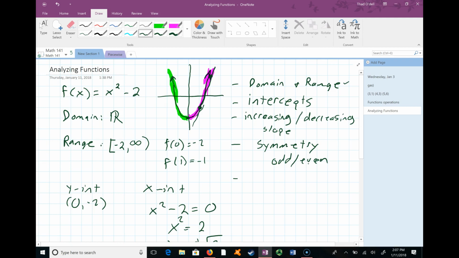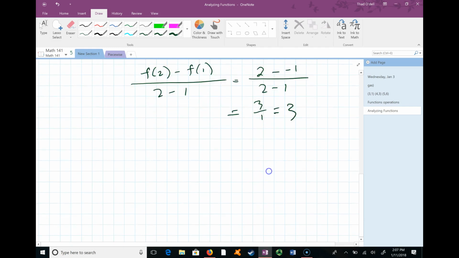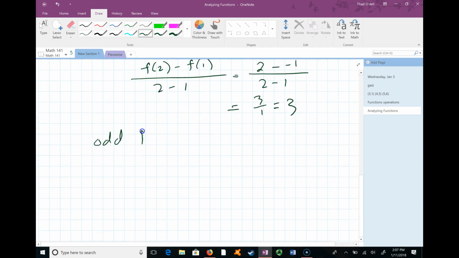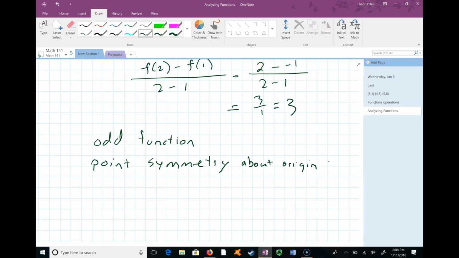An odd function, let me go down below here. An odd function has what is called point symmetry. Which means that if you rotate it around a certain point, or actually it has point symmetry about the origin, not just any point, but about the origin. So that means if you were to take the function and rotate it about the origin, a certain rotation, it would look exactly the same.